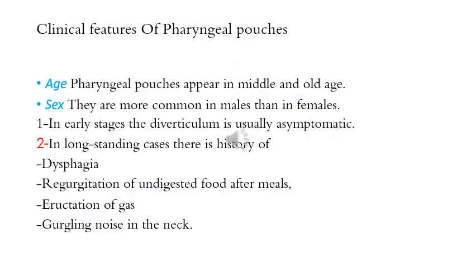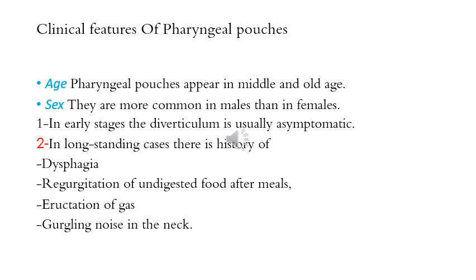Clinical feature of pharyngeal pouch. The age: pharyngeal pouch appears in middle and old age. It is more common in male than in female. In the early stage, no symptoms, no sign of the diverticulum, usually asymptomatic. In long standing case, there is history of dysphagia, regurgitation of undigested food after meal.